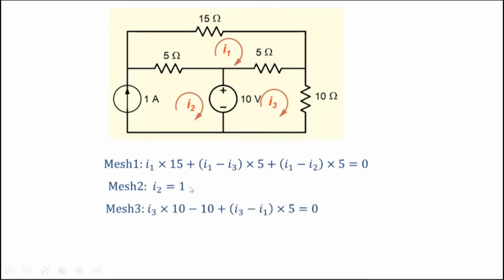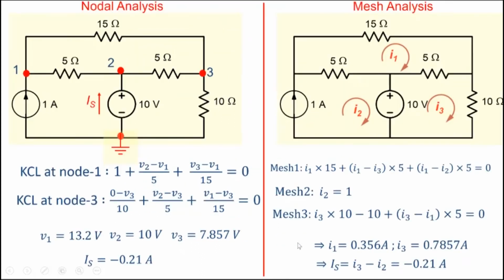So that's straightforward. For mesh 3, similarly, we can write this equation here. And we can solve them up. And I'm not going to go through the maths here. So I1 will be 0.356 amperes here, and I3 is 0.78 amperes here. Right?